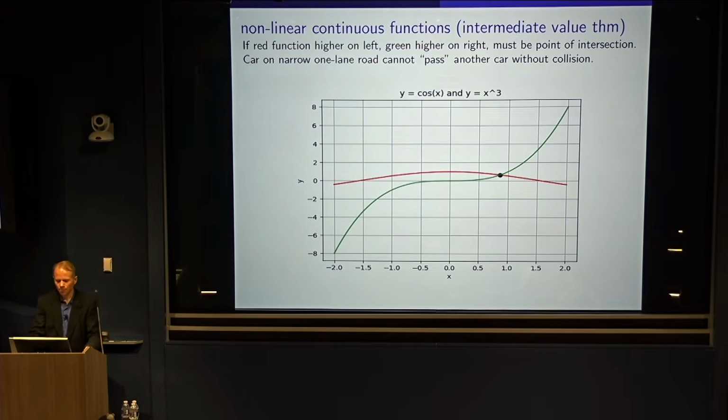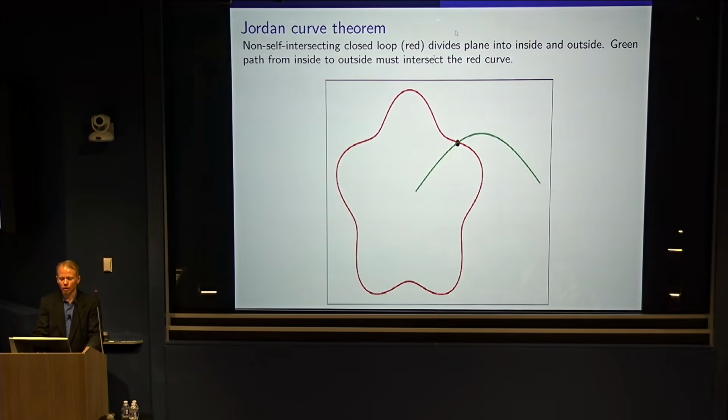There's a more sophisticated version of this called the Jordan curve theorem, which says if you take any self-intersecting loop, red, it always divides the plane into an inside and an outside, and any green path from the inside to the outside must intersect the red curve.